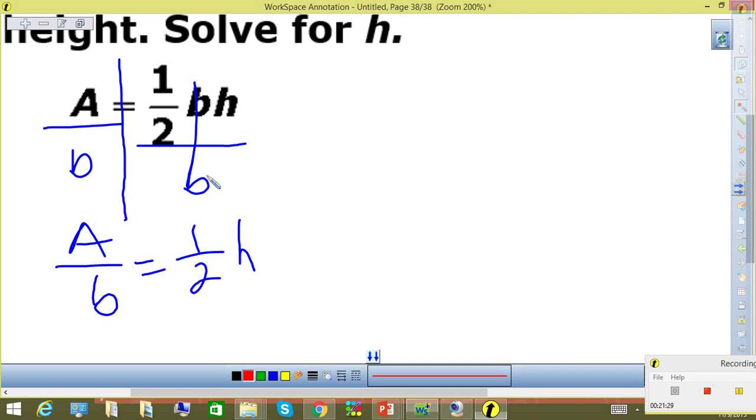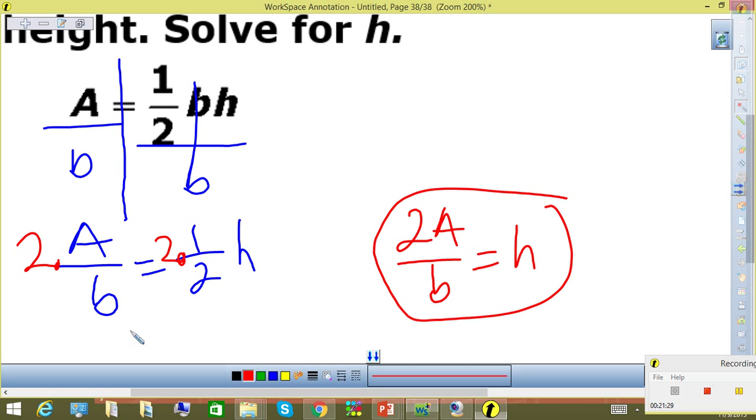Okay. Some of you started with the half. That's fine. How do I get rid of this half? Multiply times 2, times 2. Therefore, 2A over B equals H. Hands if you got that. No, because this is the fraction times 2. It multiplies times A only because it has a 1, right?